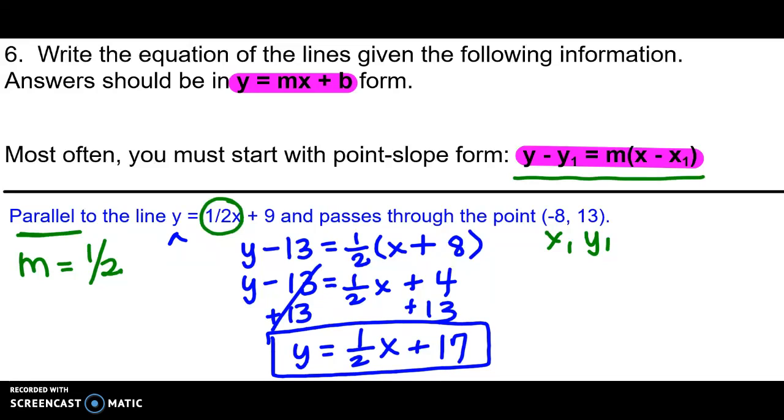So if you look at both of these equations, you can see that they both have a slope of 1/2, so we know that those two lines are parallel.